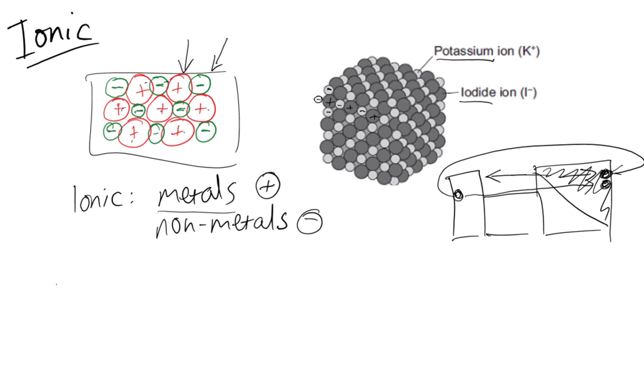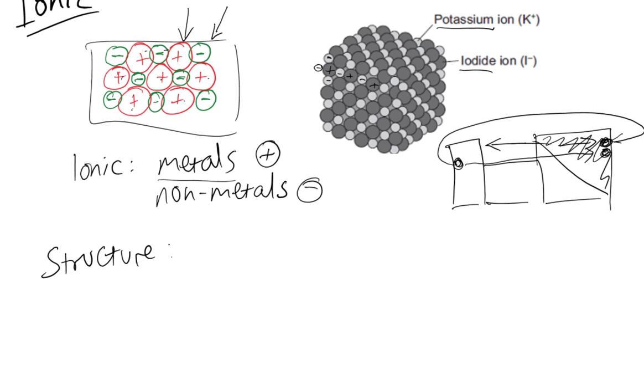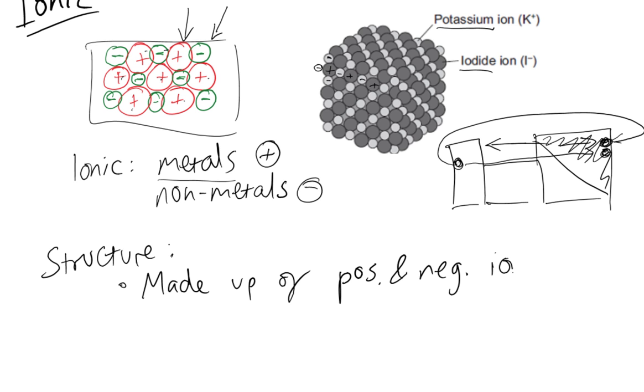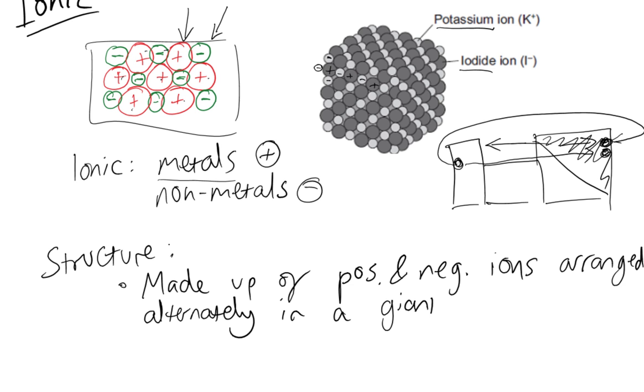Now, in an ionic substance, we need to know how to describe the structure. So, we say it is made up of positive and negative ions. Excuse the abbreviations, don't use them yourself. Positive and negative ions arranged alternately in a giant lattice structure.